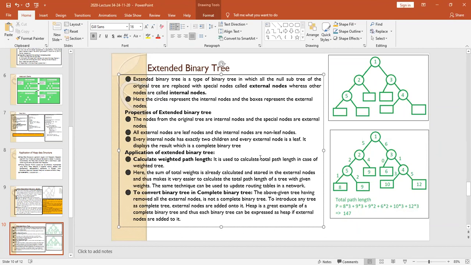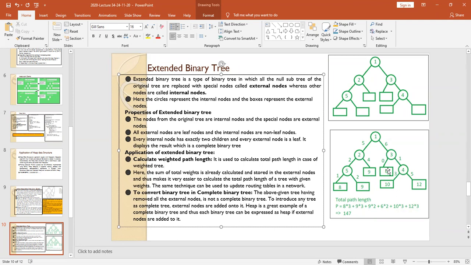So it is used to calculate total path length in case of a weighted tree. So here the sum of the total weights is already calculated. So how do you calculate the weight? So that I can tell you here.